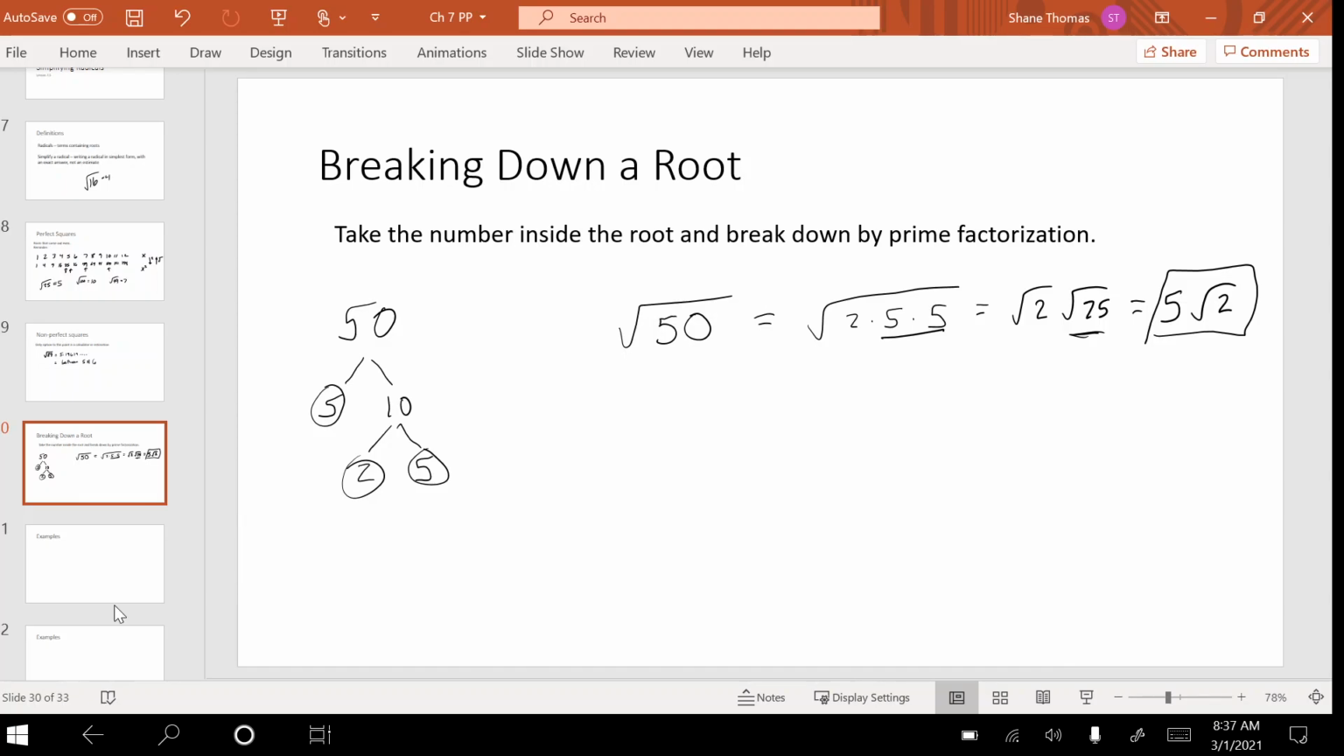Wait, what's that 5 squared then? That's a 25. I just rewrote this guy.